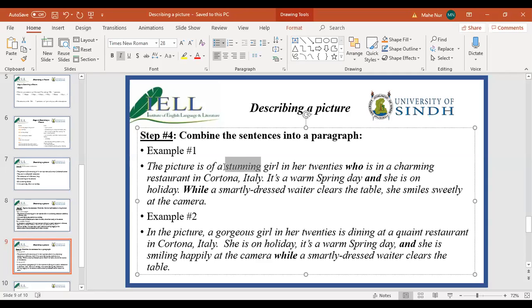Okay, look at this: stunning girl. From this word, you understand the girl is beautiful. In her 20s, again an adjective. You understand she might be in her 20s, a young girl, in a charming restaurant. Now, again, you are using an adjective to describe what the restaurant looks like.